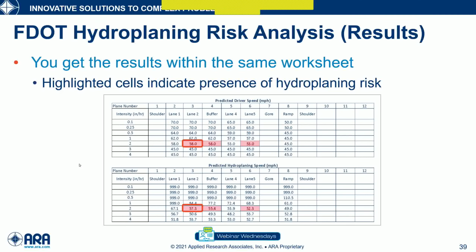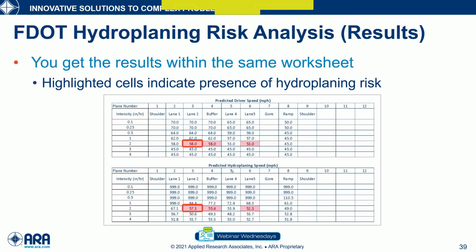And here is a sample output from the risk analysis. The outputs include a table providing the predicted driver speed and another table that provides the predicted hydroplaning speed. As can be seen on this figure, if the hydroplaning speed is less than the predicted driver speed, both cells are going to be highlighted for evaluation.